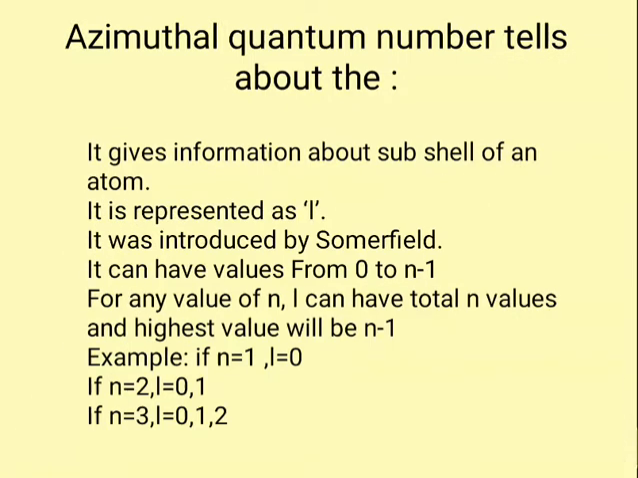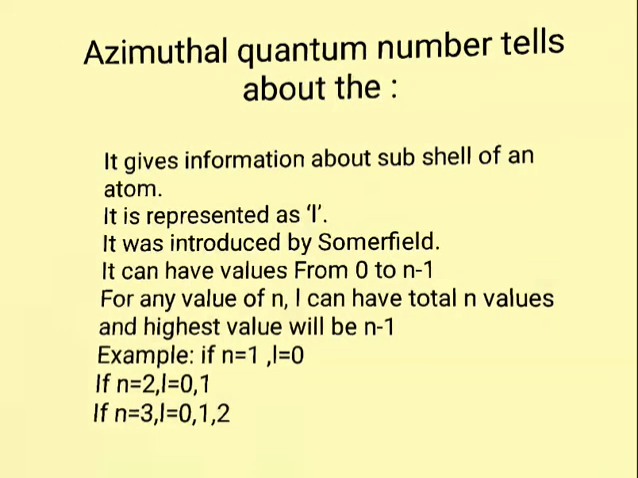Azimuthal quantum number gives us information about the subshell of an atom. It is represented by the letter L, and it can have values ranging from 0 to n minus 1. For any value of n, L can have a total of n values, and the highest value will be n minus 1.